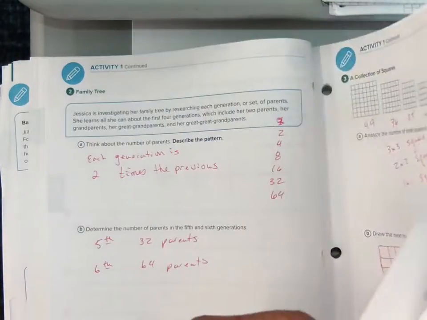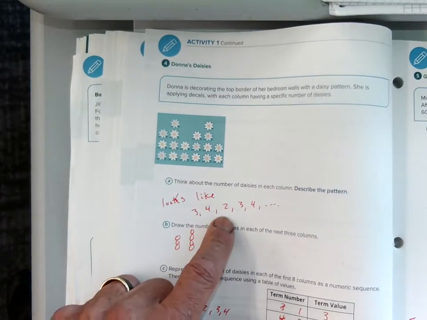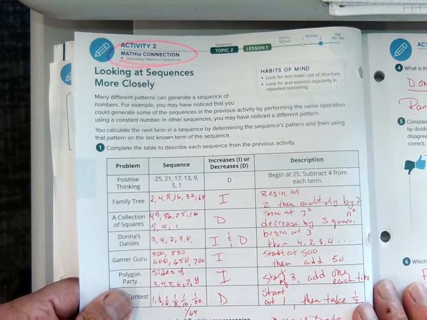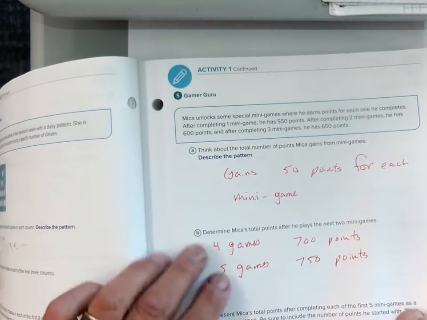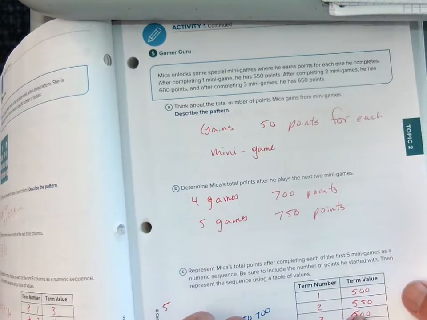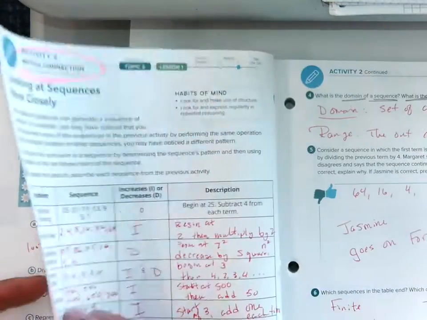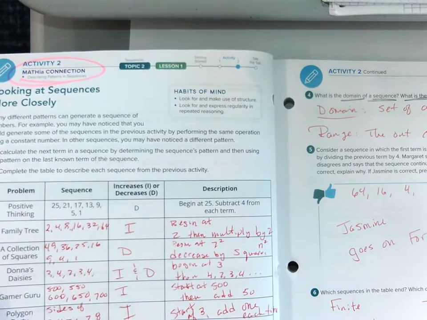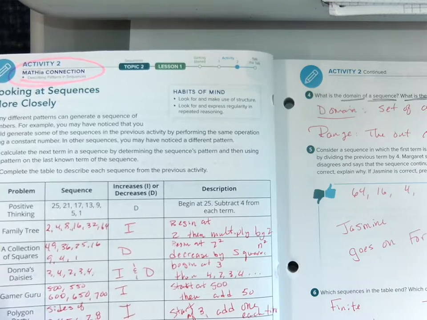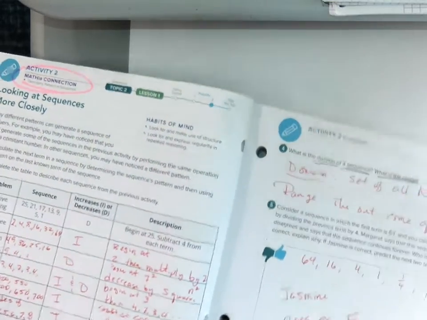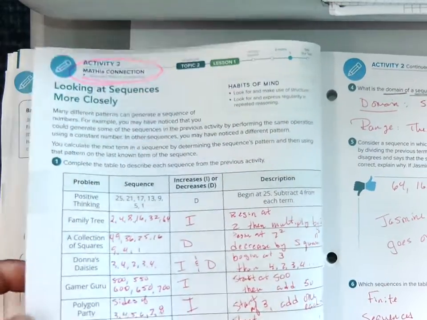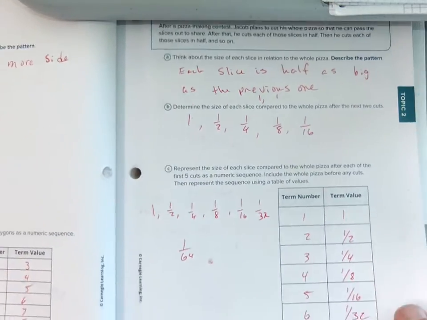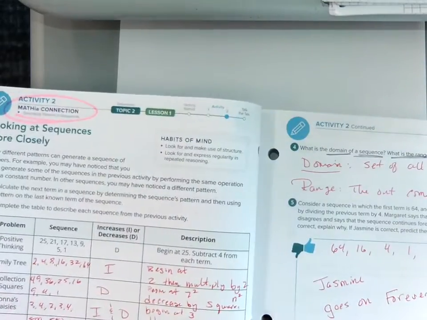Donna's daisies is kind of a weird one because it goes 3, 4, 2, 3, 4, 2. So it's increasing, then decreasing. Game Guru, you start at 500 and always add 50 points, so Game Guru is increasing. Polygon Party: triangle, square, pentagon. It's increasing, so start at 3 and add 1 to each side. And finally, the pizza contest: we simply take half, half, half, half, half. We said it's definitely decreasing.